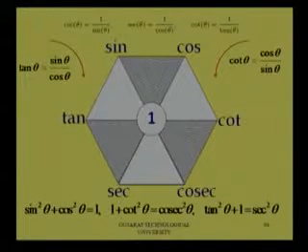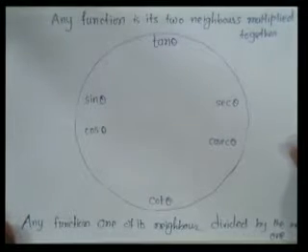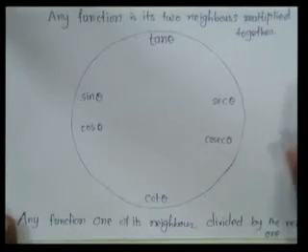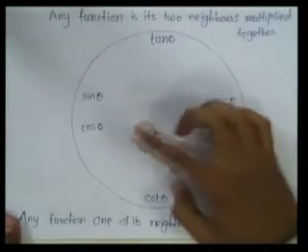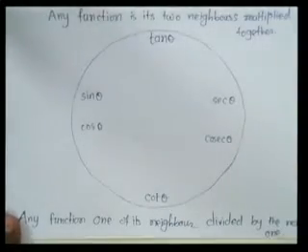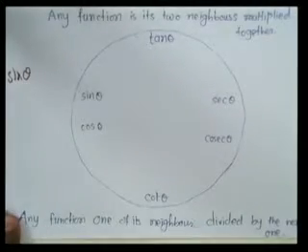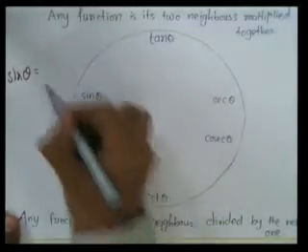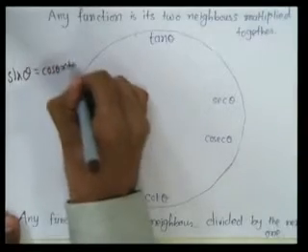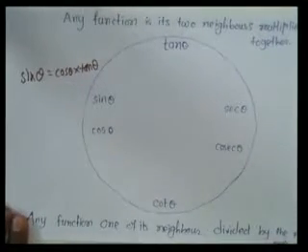We will try to understand this on the table. You can see this circle. I have written the 6 trigonometric functions: tan, sec, cosec, cot, cos and sine. What do we mean by sin theta? Any function is its two neighbors multiplied together. Sin theta is nothing but cos theta into tan theta. This is the easiest way to remember all the 6 trigonometric functions.